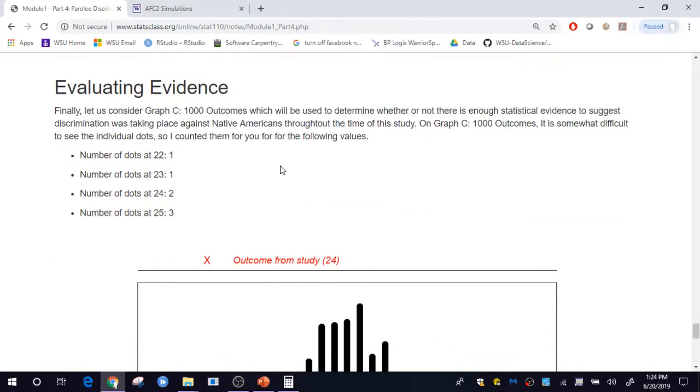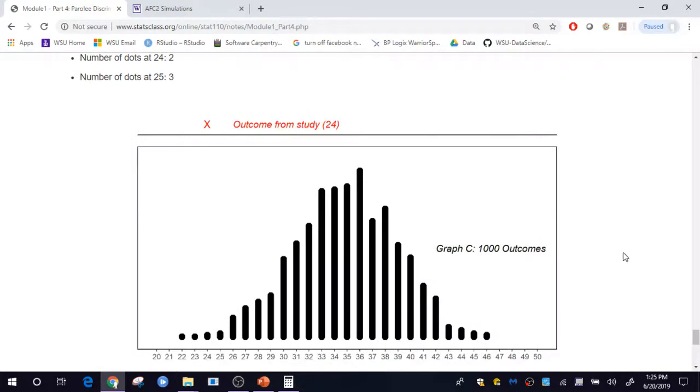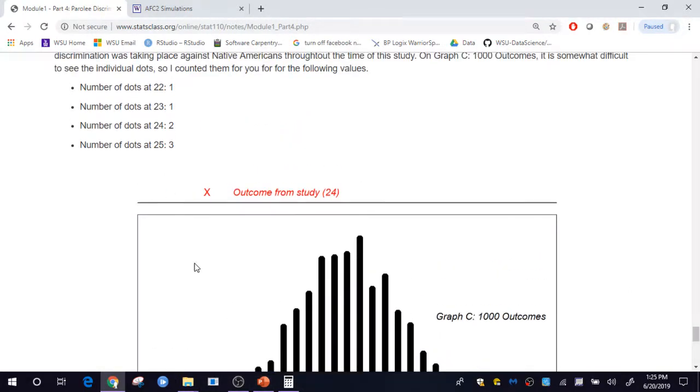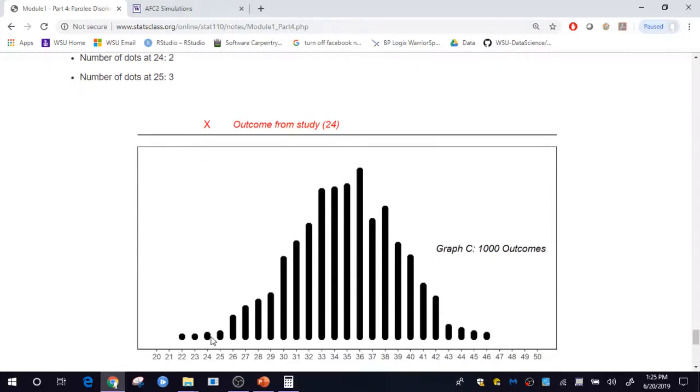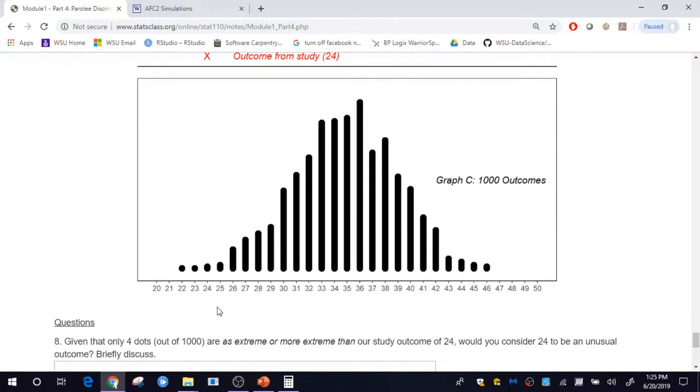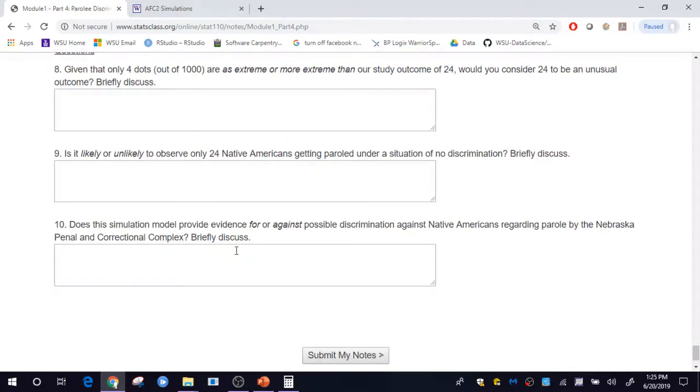So let's talk about evaluating evidence here, or making a decision for the case that we're presented with here. And we're going to use graph C. That's the graph based on 1,000 outcomes. So the number of dots that are at 22, I just had 1 dot here at 22. I had 1 dot at 23. I have 2 dots at 24. Kind of hard to see that, but there's 2 dots there and 3 dots there at 25. Now my study outcome here is at 24. Okay, so I'll let you answer the final 3 questions here that are provided on the bottom of this page.